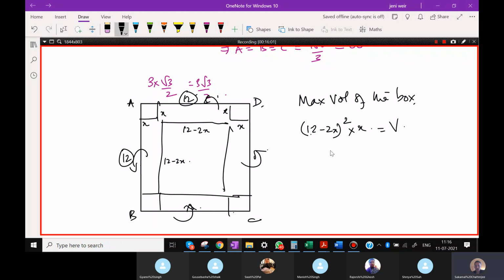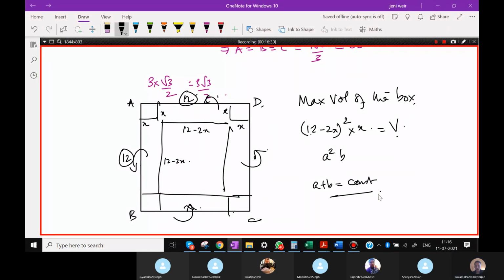Now here we have to maximize V, and it is of the form a square b, not ab. If it is ab, then it's very simple: a equal to b. But here it is of the form a square b. Now, in order to maximize a square b, we have to first make sure that a plus b is a constant.